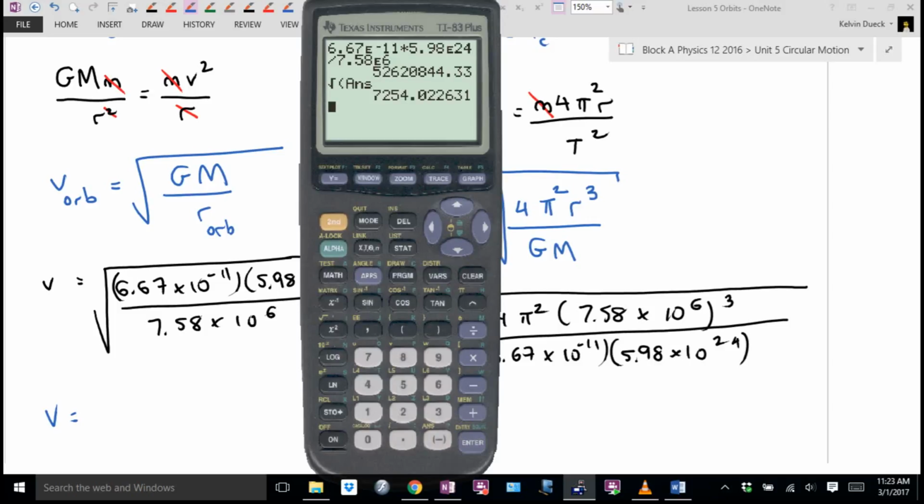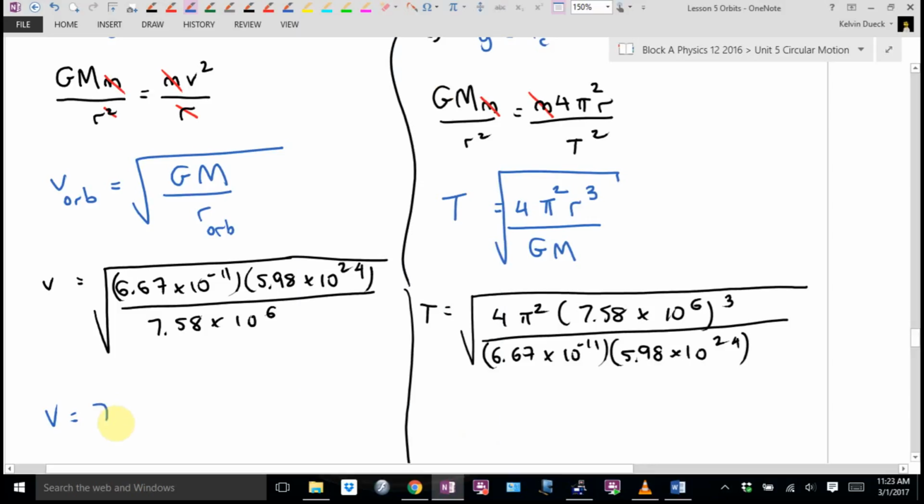You get 7,250 for the velocity. By the way, I guess technically it's an orbital speed because I didn't give a direction.